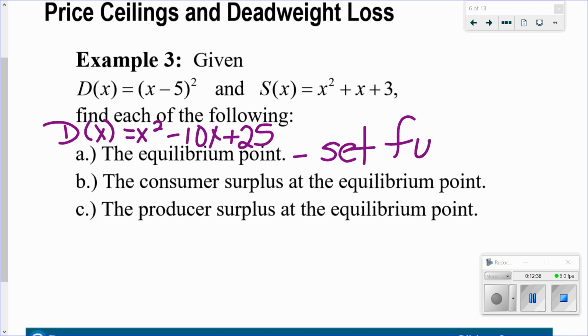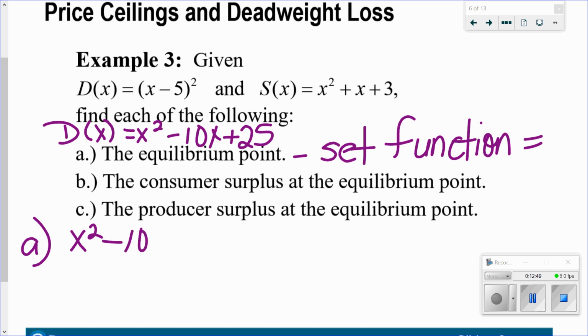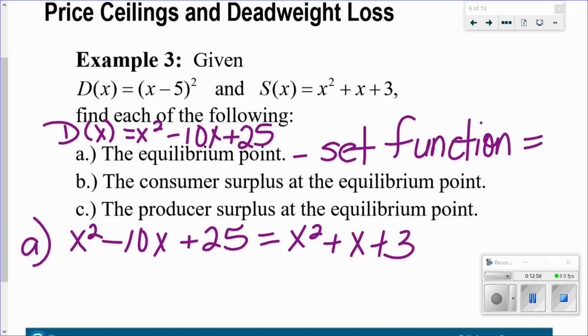set functions equal. Okay, so let's go ahead and do that. So part A is x squared minus 10x plus 25 equals x squared plus x plus 3.